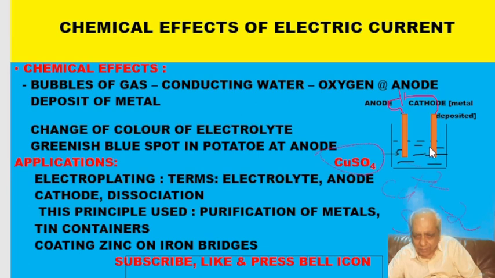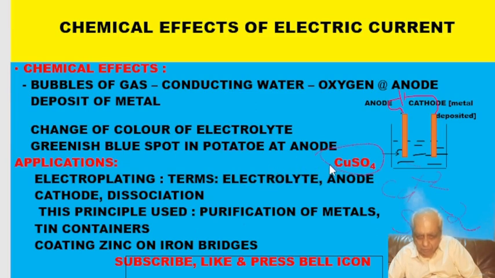Okay. We also use tin containers. Tin containers are containers made of iron on which I deposit tin so that I can store food in them, because my food contains acids. Otherwise acids will react with iron, and the products are not good for eating. But if we store food in tin, tin will not react with the acid of the food. Similarly, iron bridges or iron articles are coated with zinc to prevent rusting of iron. So these are a few applications of electroplating.